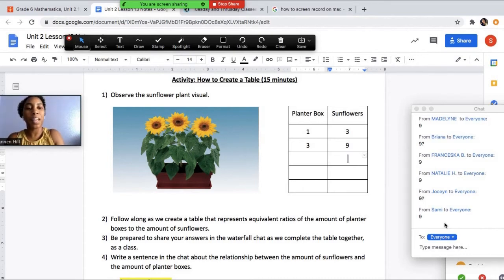Okay, we're going to do the other way around. What if there were 30 sunflowers? How many planter boxes would there be? Give you guys 10 seconds to type your answer in. All right, type your answers, guys. Okay, see some 10s. Ronnie, you got 27. See a lot of 10s.